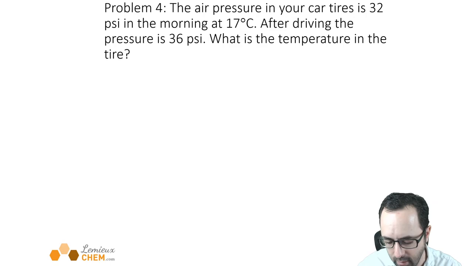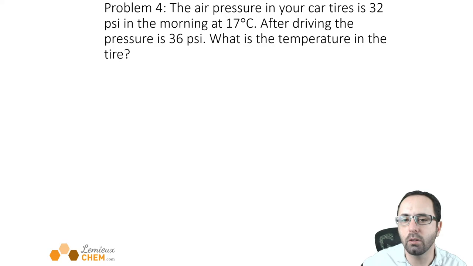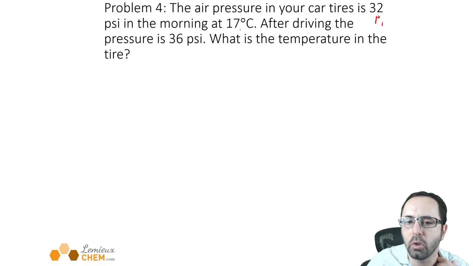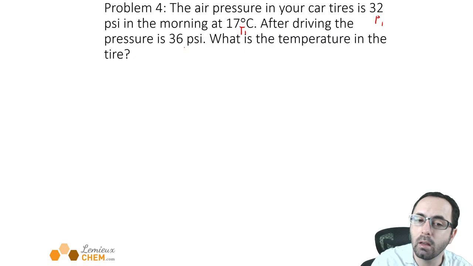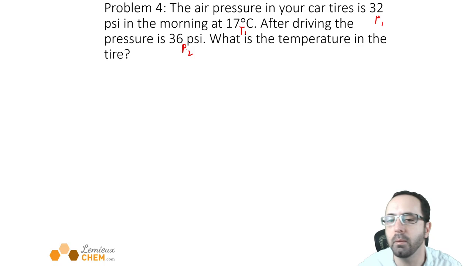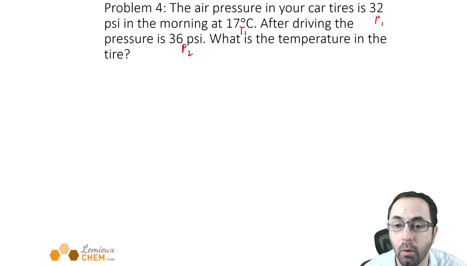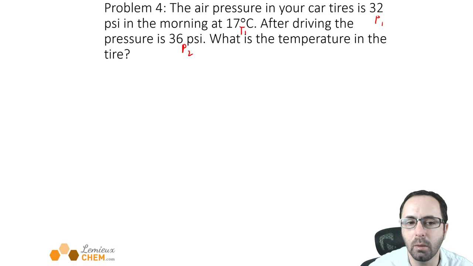It says the air pressure in your car tires is 32 psi in the morning. This 32 psi is going to be our P1. And the temperature is 17 degrees Celsius, T1. After you drive for a while, you go and check the pressure again, and it's a new pressure. This P2 is 36 psi. What is the temperature in the tire? This is actually the real life version of the hot car tire. You can see the pressure went up. It's because the tire got hotter. So the question is, how much hotter did it get?